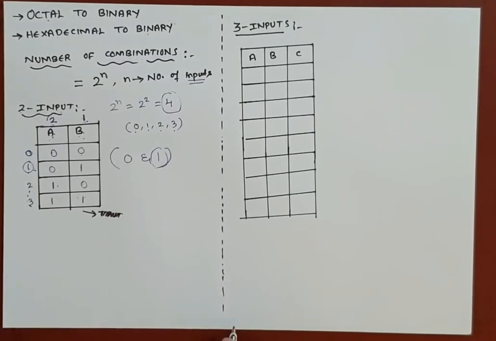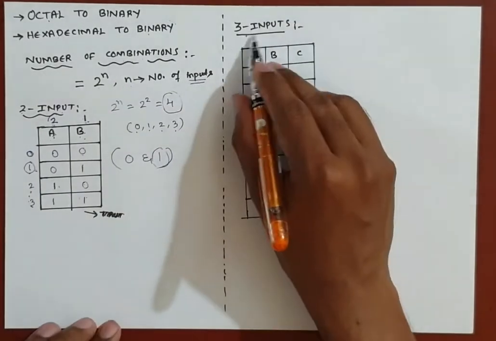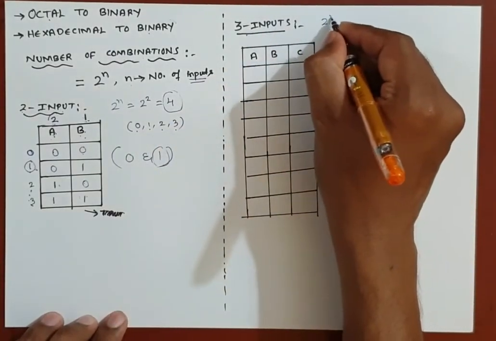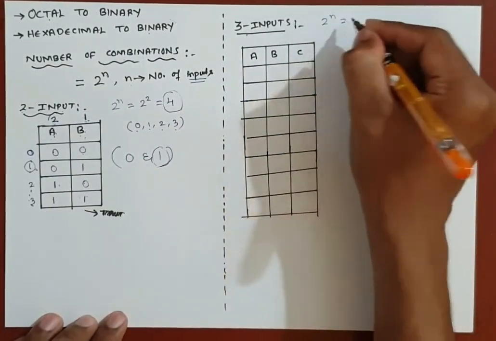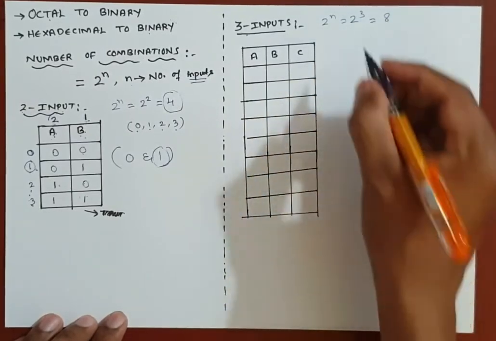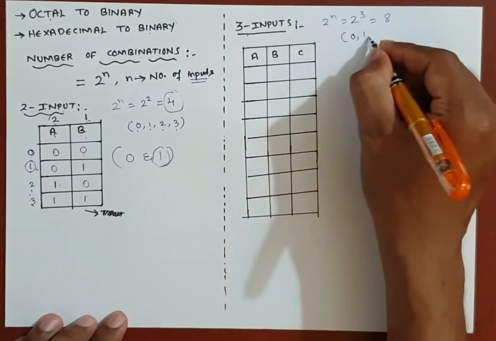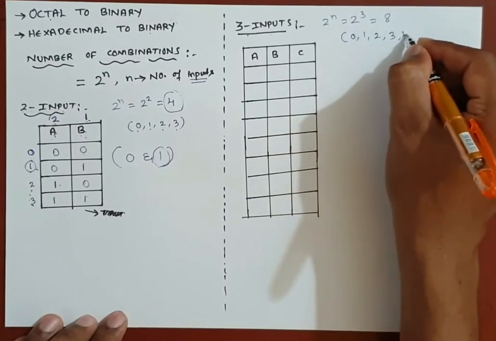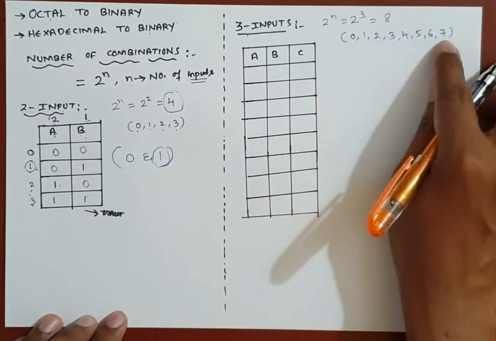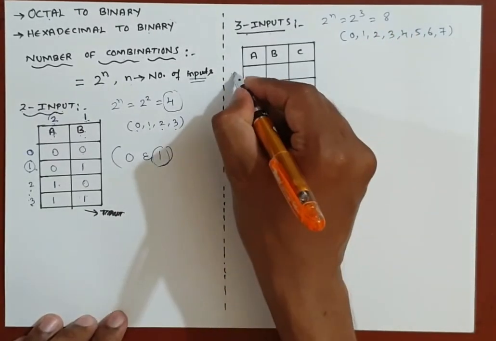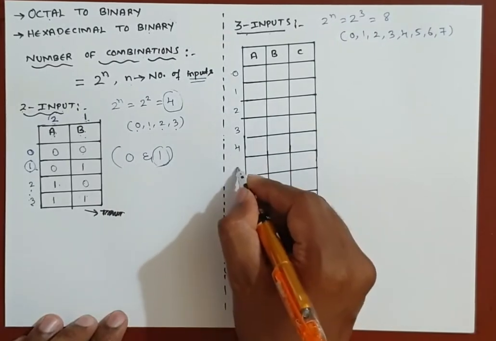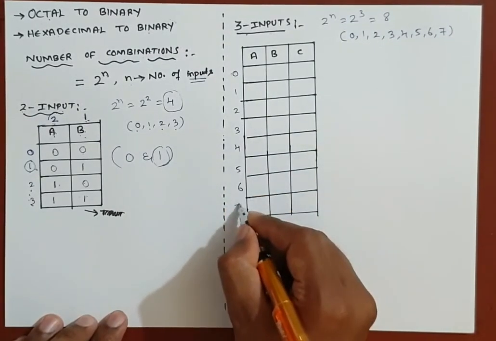Now next, if I go for 3 inputs, 2 power n is the formula to find the number of combinations. Since we have 3 inputs, 2 power 3 is equal to 8. It means we have 8 combinations, from 0 to 7. So write over here 0, 1, 2, 3, 4, 5, 6, 7.